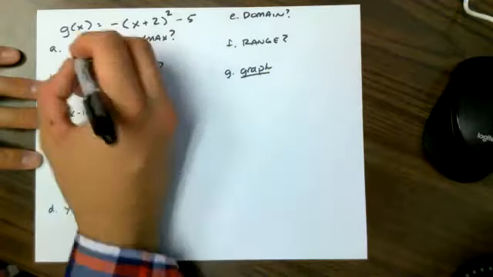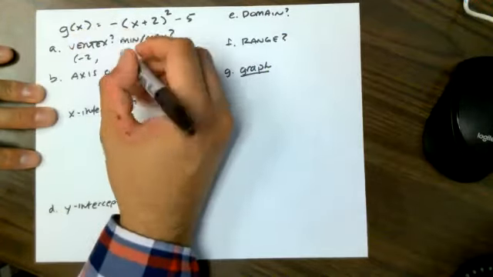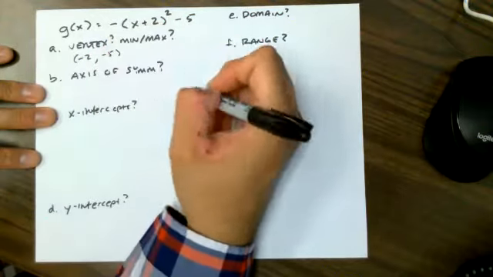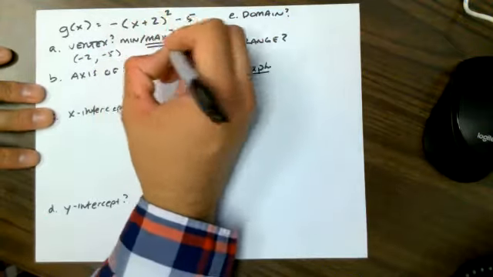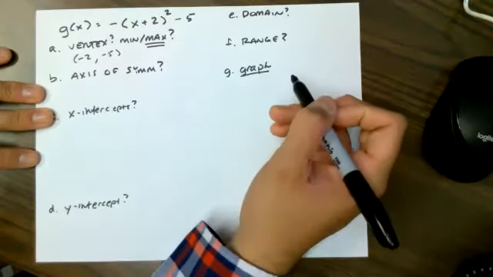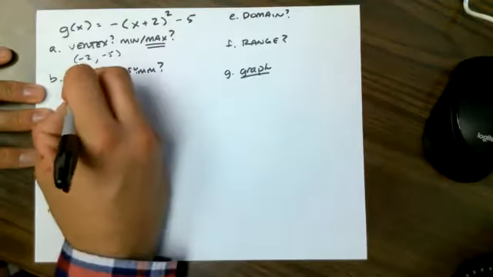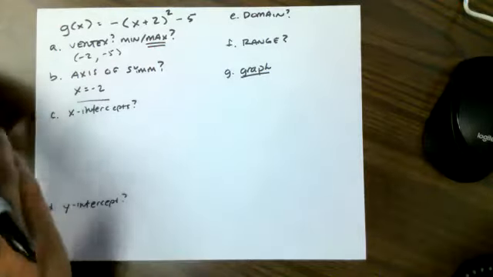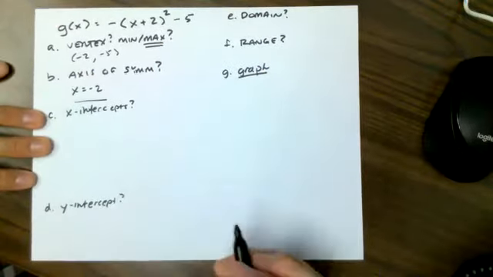But let's find the vertex first. So -2, right? Because we go to the left 2 and then down 5. We know because it turns down, this means it's a max, right? Because A is negative. Now the axis of symmetry here is going to be x equals -2. You've got to write it as x equals -2 because it's a vertical line.